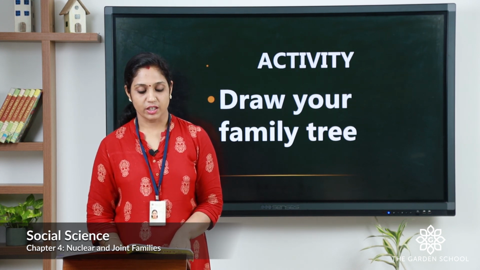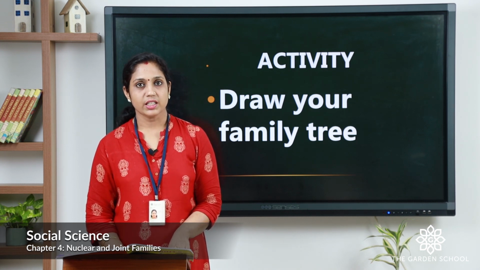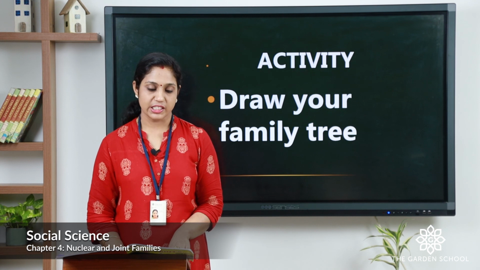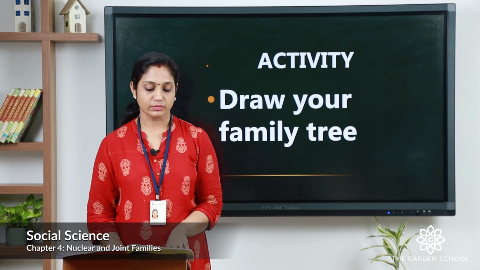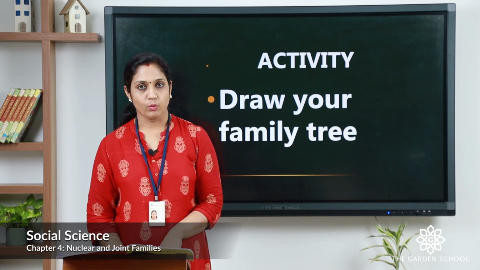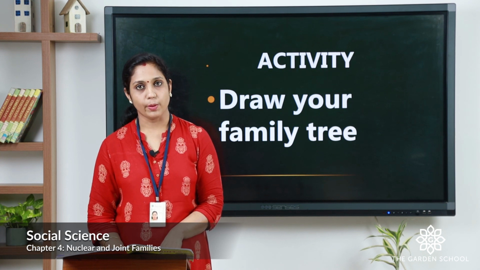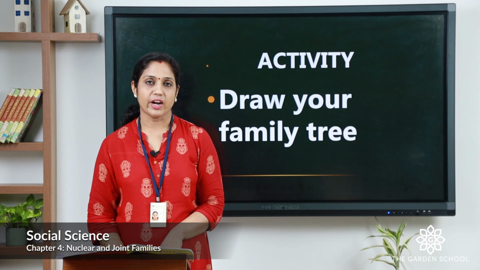Next, activity corner. Complete the following table. Name one thing that is common in your best friend's family and your family. Second column, name one thing that is different in your best friend's family and your family. Find out and write the difference and what is the common thing.